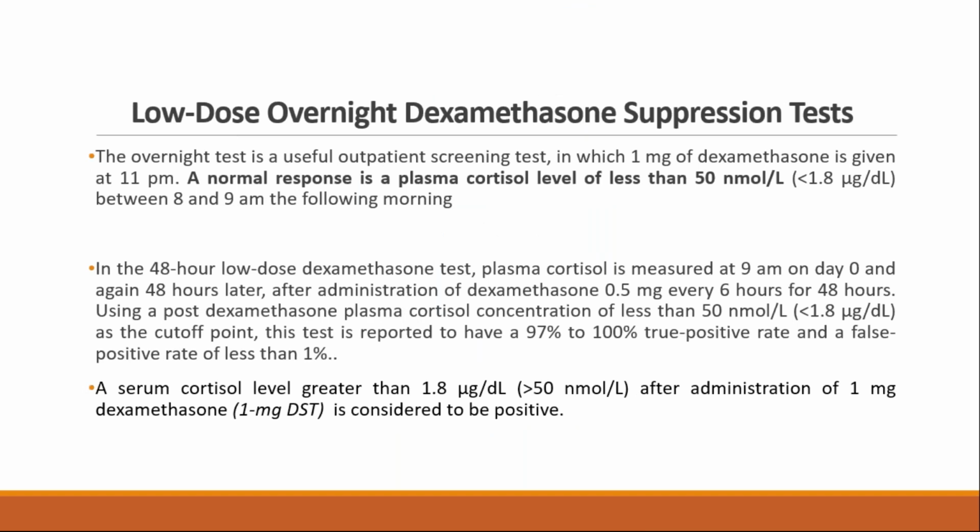The low dose overnight dexamethasone suppression test is a very important test. It can be used as an outpatient screening test, in which 1 mg of dexamethasone is given at 11 p.m., and the normal response is a plasma cortisol level of less than 1.8 microgram per deciliter between 8 to 9 a.m. the following morning.